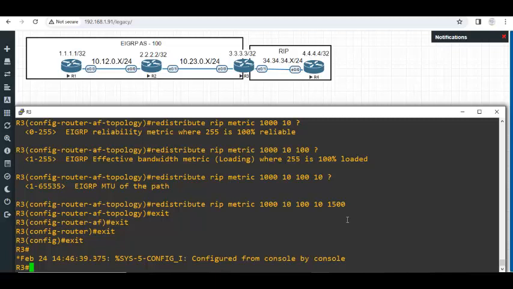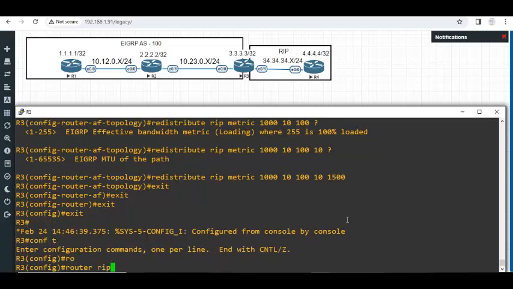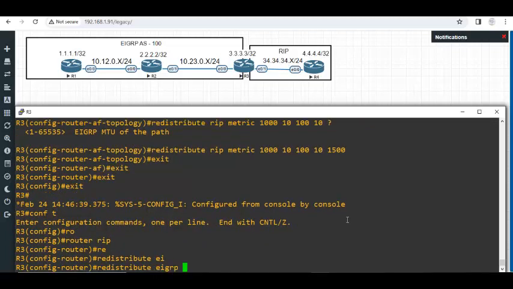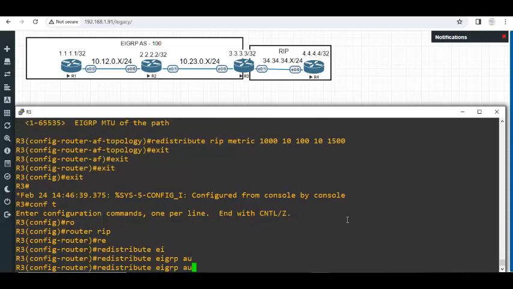Now I'll go under RIP and say redistribute EIGRP. Say autonomous system number 100, and then metric in the hop count. Now you're taking EIGRP routes and giving them to RIP, which uses only the hop count. You understand? So give some small number. I'm giving 4. It need not be accurate.